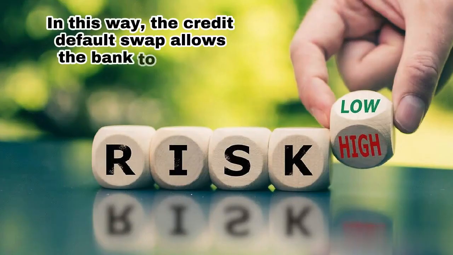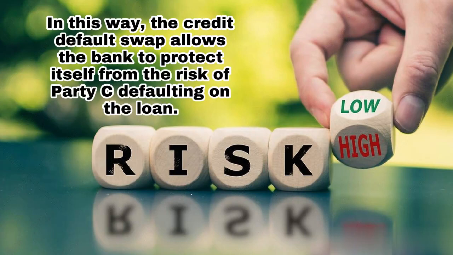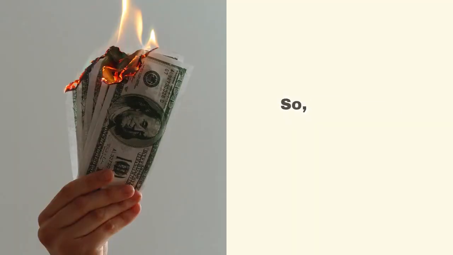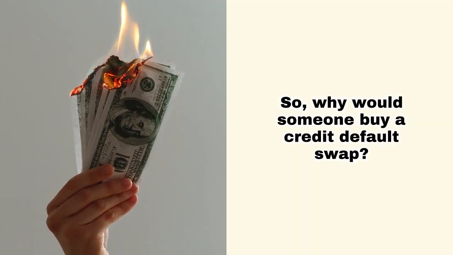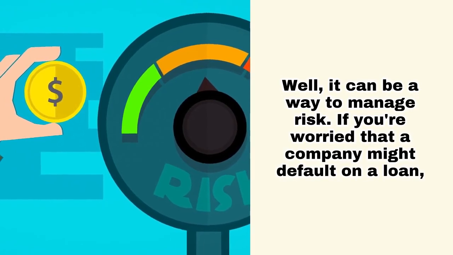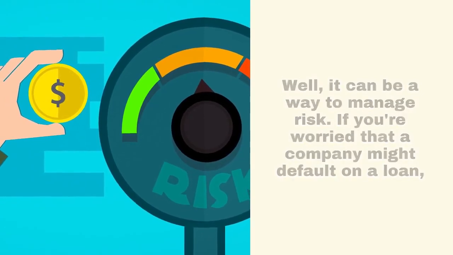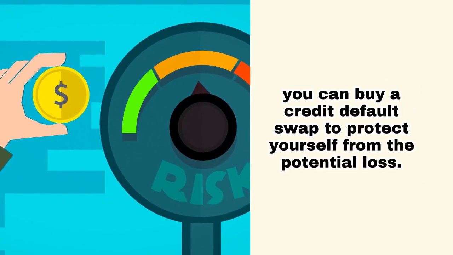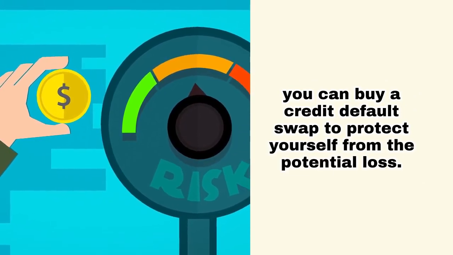In this way, the credit default swap allows the bank to protect itself from the risk of Party C defaulting on the loan. So, why would someone buy a credit default swap? Well, it can be a way to manage risk. If you're worried that a company might default on a loan, you can buy a credit default swap to protect yourself from the potential loss.